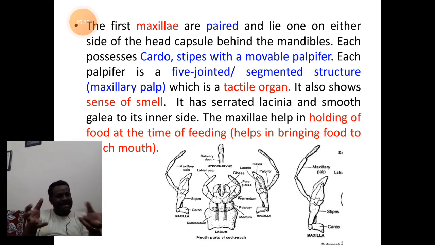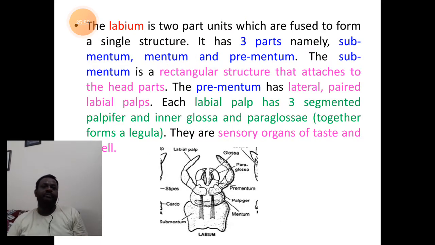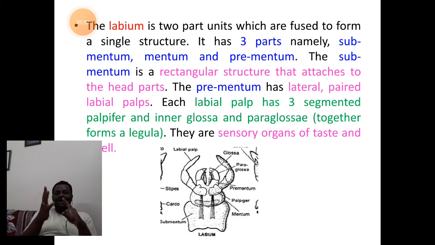So what is the general function of the maxilla? It helps in holding the food at the time of feeding. So this is about the structure of the maxilla. We have understood labrum, we have understood epipharynx, we have understood mandibles. The fourth part, the maxilla. The fifth part is labium.